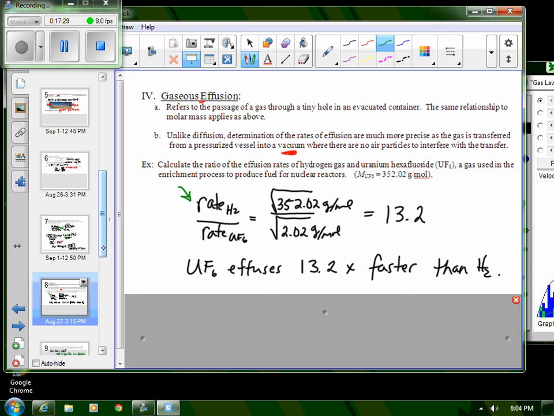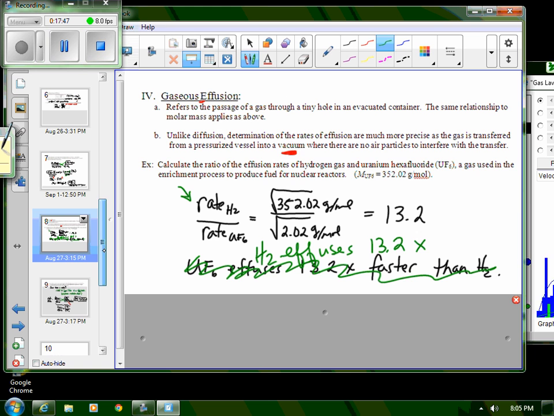Travels very slow. Whoops, you know what? I had that totally backwards. Please correct that. Oh my gosh. So what does that really mean? Hydrogen fuses 13.2 times faster than uranium hexafluoride. Whew, glad I caught that. Sorry about that.